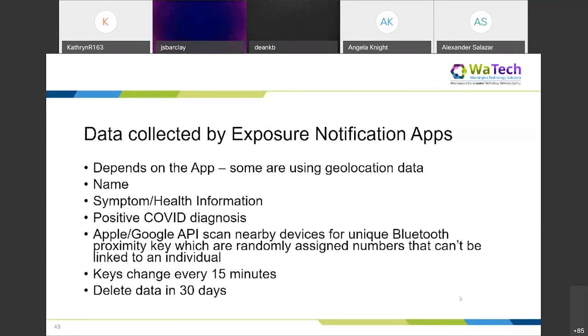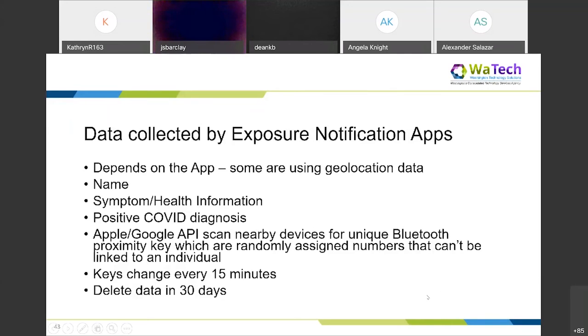And then some other of the privacy protections in the Google notification app is that the keys change every 15 minutes, and that the data is deleted either in 30 days or 60 days. There's usually a rolling deletion of the data because after at least 14 days, I think the symptom data is not necessarily good data anymore in terms of helping people recognize they've been exposed.